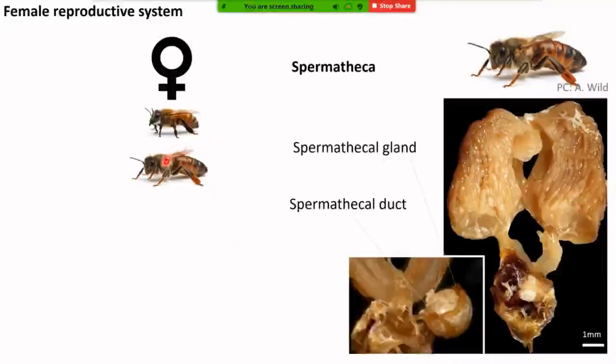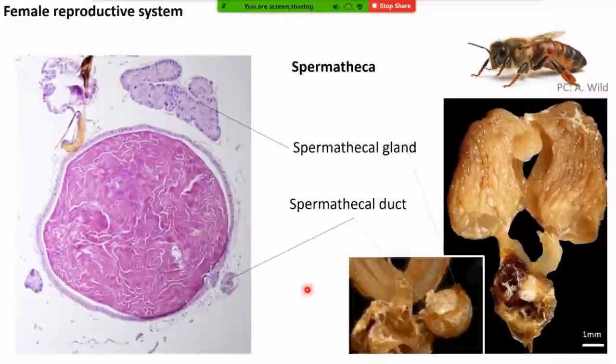Now, for queens, the Spermatheca is extremely important because, again, it's the nitrogen tank. This is where the queens will collect all of their sperm that is then being used up throughout their development. Histologically, this is what it looks like, with the Spermatheca being lined by a single layer of epithelium.